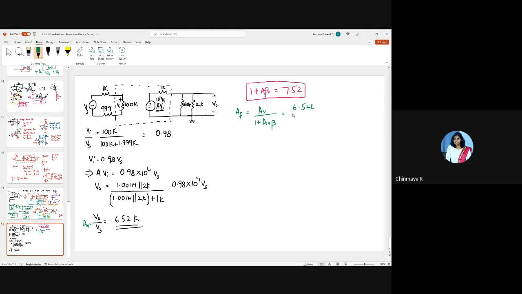6.52K divided by 7.52. How much is that? This will be your closed loop gain. Okay, so this is around 867. Correct? So this will be your closed loop gain.